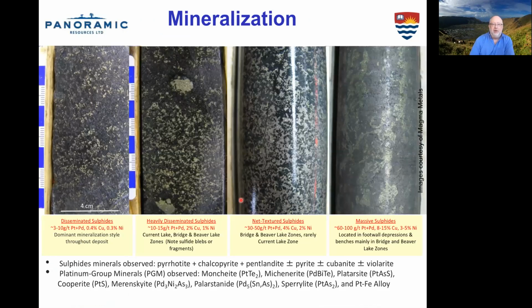Just a couple of mineralization photographs here. Some of the typical things we see with disseminated sulfides, and the range of platinum group minerals we get. You can see we get some massive sulfides with up to 60 to 100 grams per ton platinum, palladium, 8 to 15% copper. So there are some really, really high grade zones, and then some more typical of the disseminated sulfides that we see throughout.